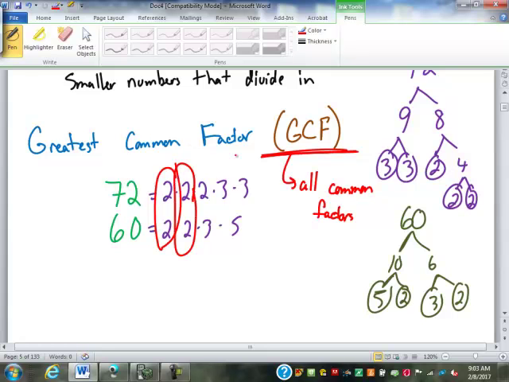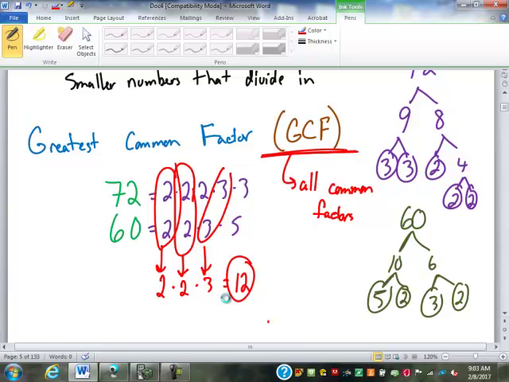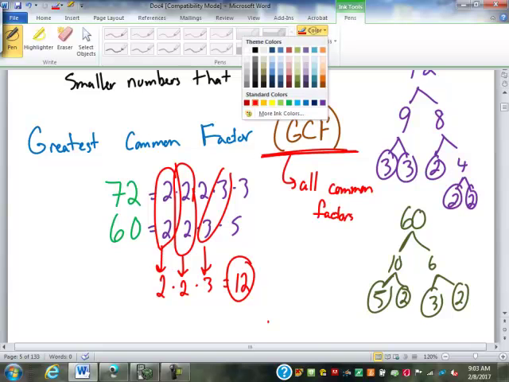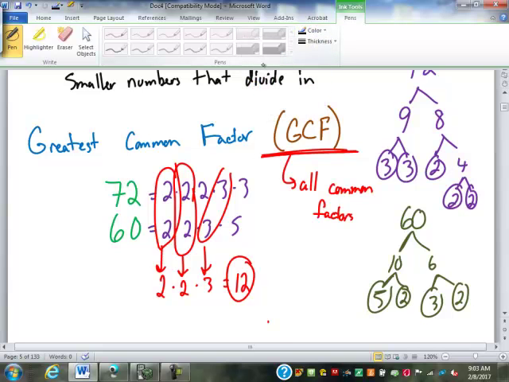There's another 2 in common. And there's a 3 in common. So I've got a 2 and a 3. If I multiply those together, I get 2 times 2 is 4, times 3 is 12. 12 is the greatest common factor, the largest number that divides into both 72 and 60. Very handy for reducing fractions and all sorts of other things that we use them for.